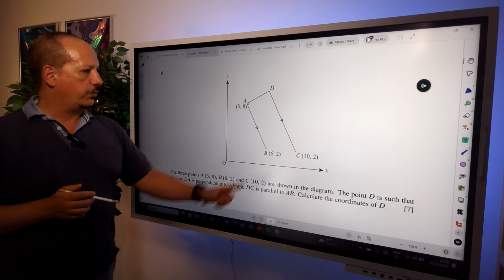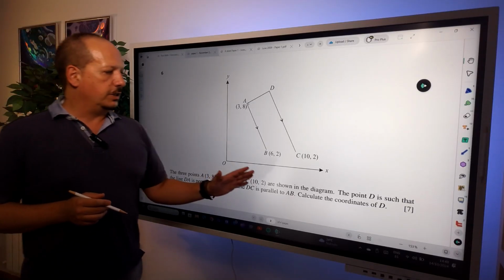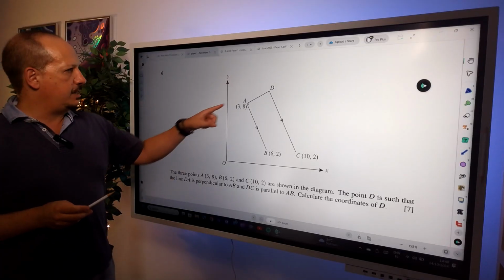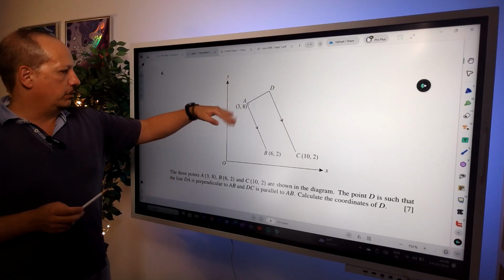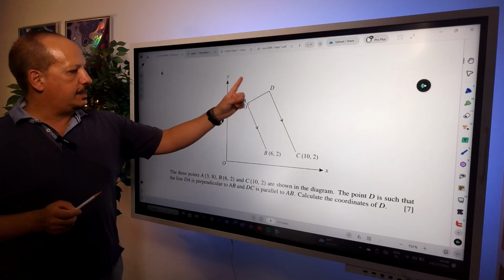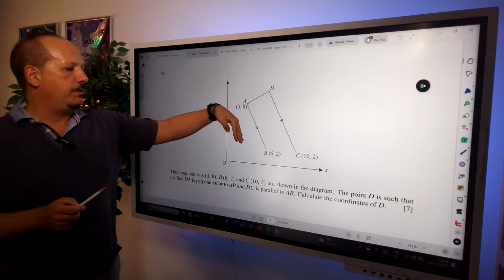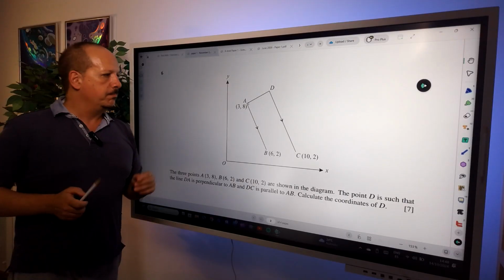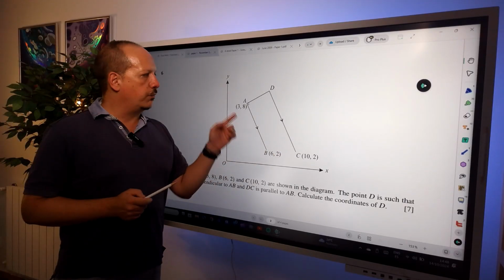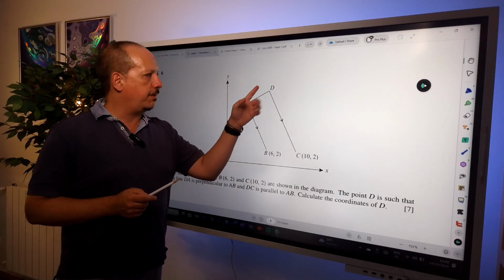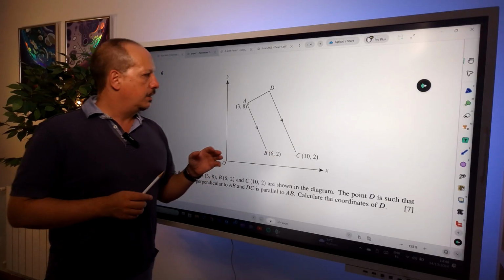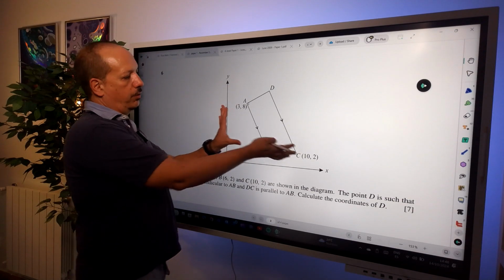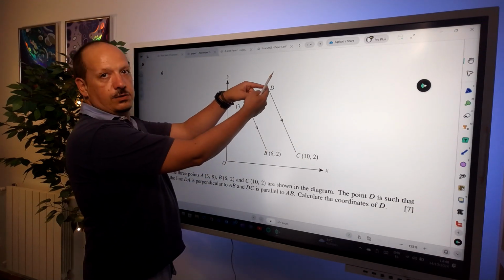have the coordinates for the 3 of them, are shown in the diagram, and point D is such that the line DA is perpendicular to AB and DC is parallel to AB. You want to get the coordinates of D. Okay, so you are given the coordinates of 3 points. This point apparently doesn't have anything to do with these 3, so you need to get the relationship that will start from this and will allow you to get into that.